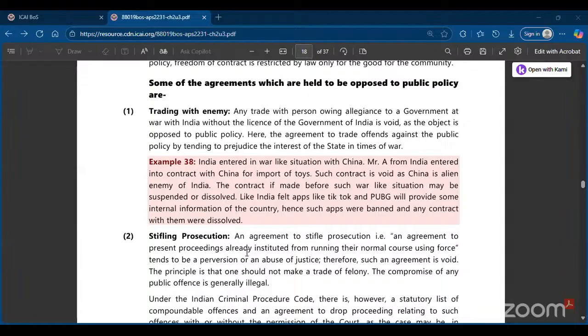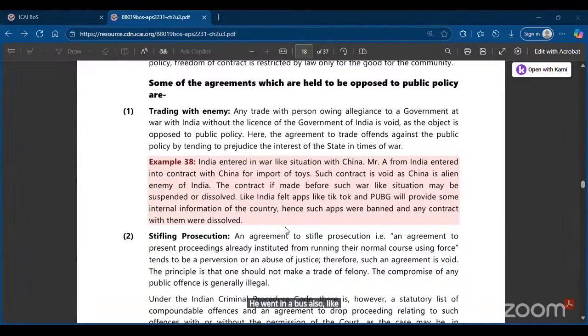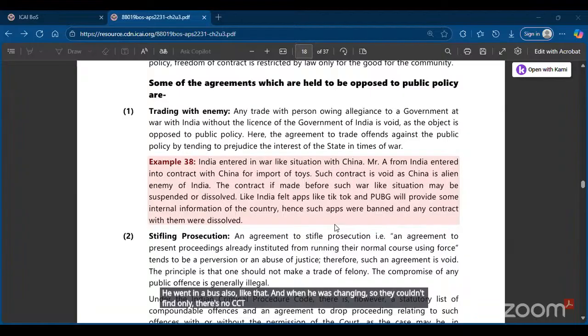So this fellow was very smart. He changed some 5-6 buses where he came. Then he planted the bomb and ran out. There also he changed his shirt in some place where there was no CCTV camera. He went in a bus also like that. There's no CCTV coverage of what he's taken, where he's gone. Nobody knew.